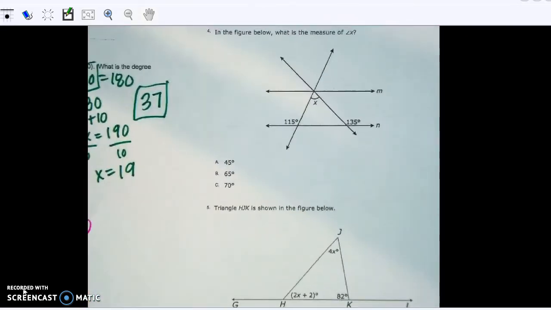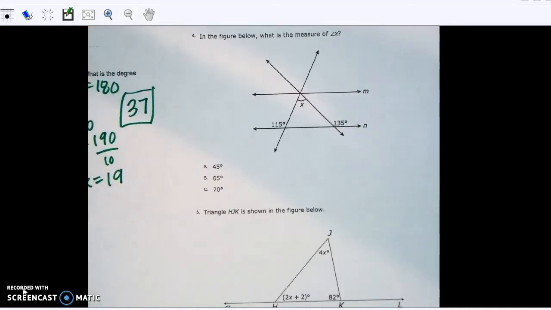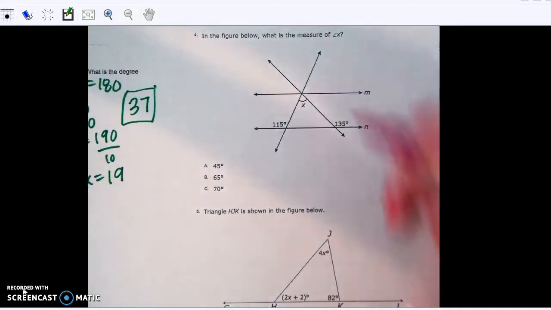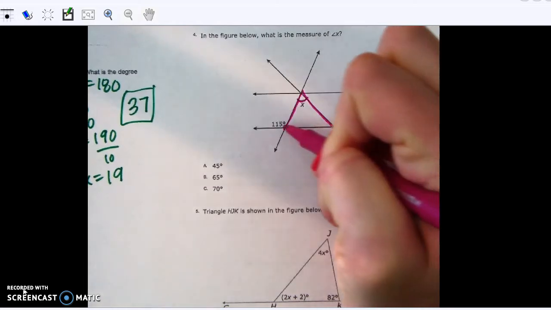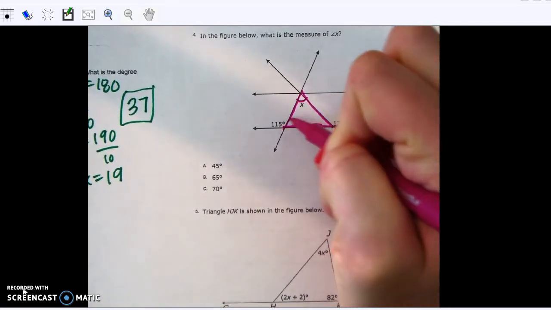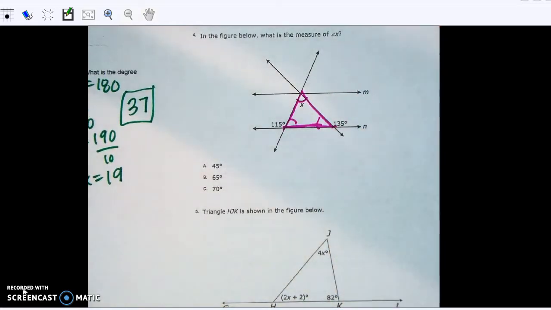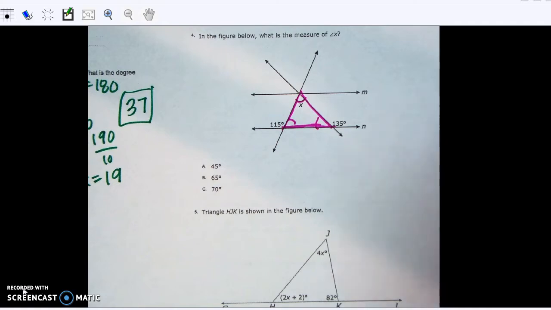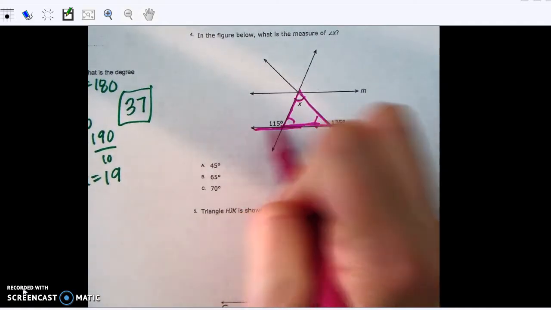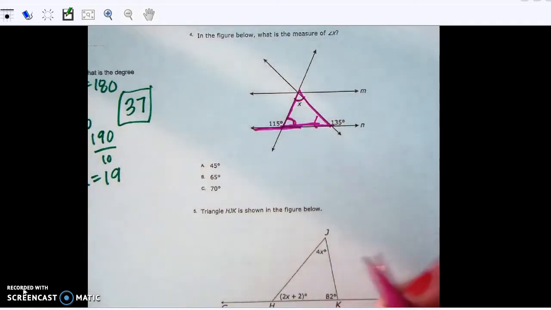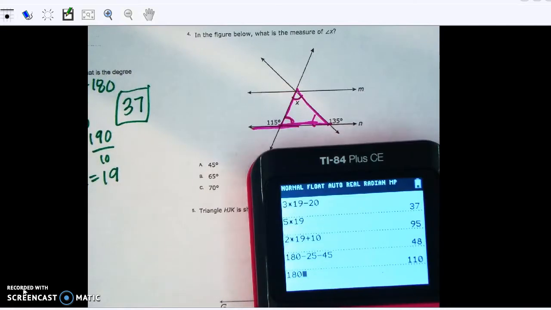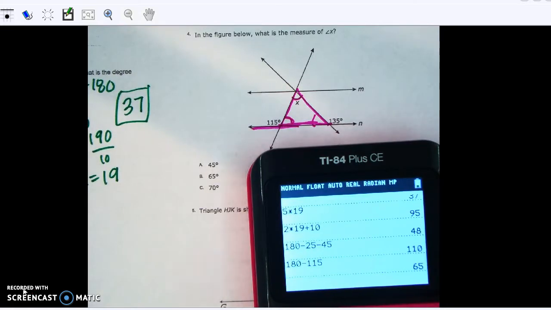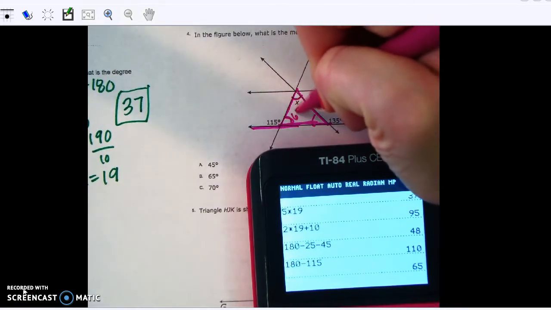All right, next one, number 4. In the figure below, what is the measure of angle X? Well, I see here that this makes a triangle. So I want to find the measures of these two angles that are in the triangle, then I can find X. Here, I can see that 115 and this angle are supplementary. So I can do 180 minus 115 to figure out that that angle measure is 65.